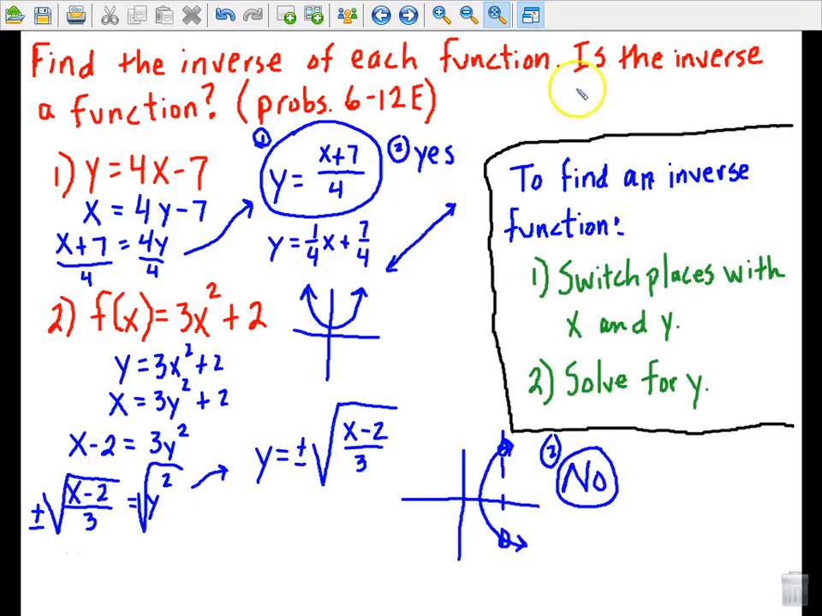Okay, so to answer your question that the book is going to ask, for linear equations for which you're finding the inverse, as long as the slope is not 0, the inverse will always be a function. For quadratics, the inverse will never be a function. Okay, so let me circle, here's our answer part 1, and then answer part 2 is no.